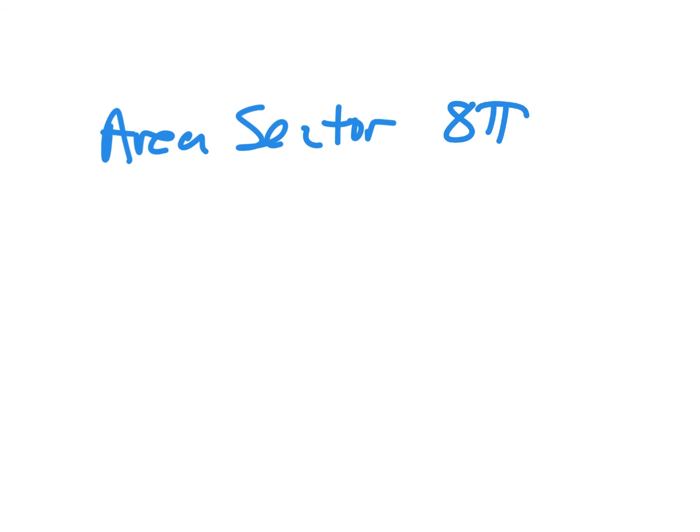But all right. So let's say I said that the area of a sector, actually make it 9 pi. The area of a sector was 9 pi. The angle was pi over 6. What's the radius?